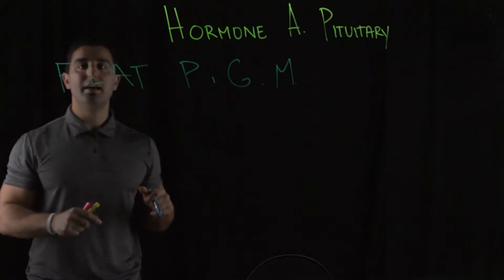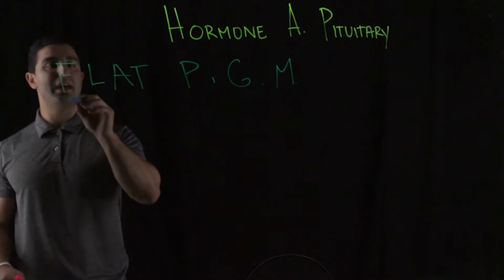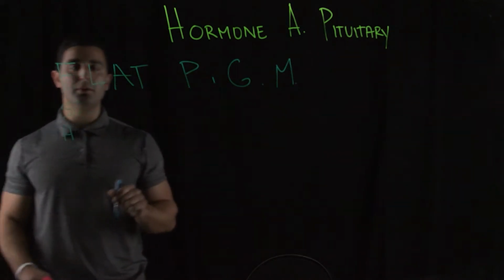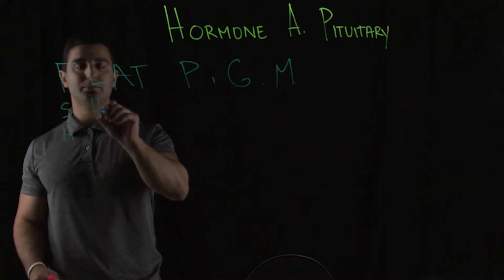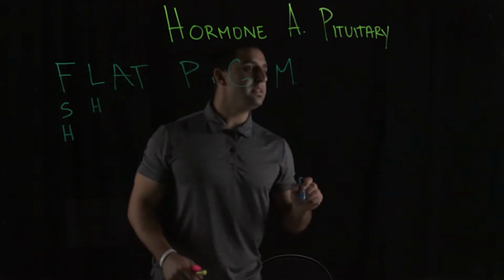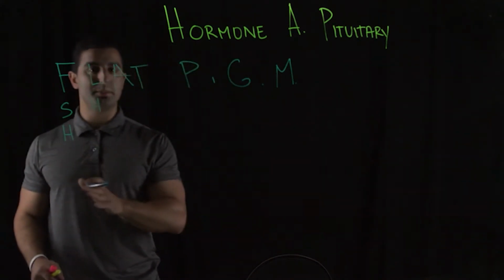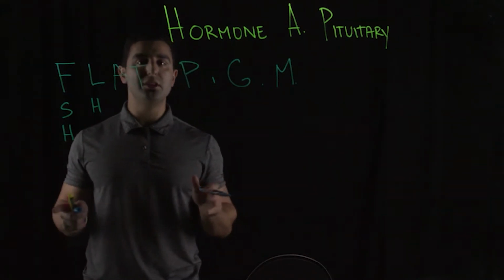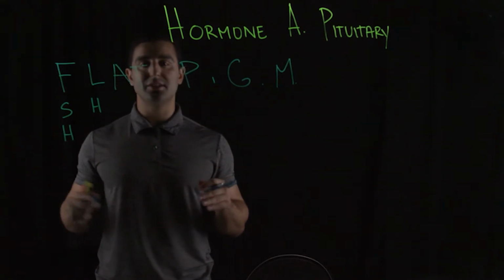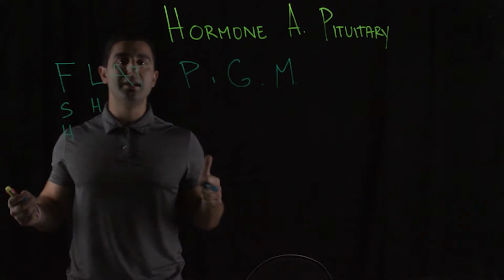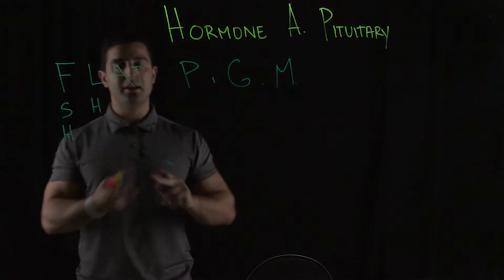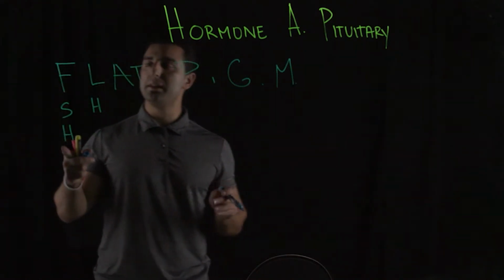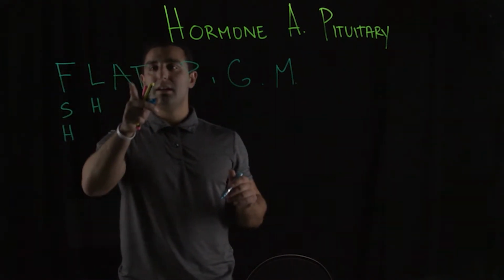Let's start off with FSH and LH. The F and the L stand for follicle stimulating hormone and luteinizing hormone. These two hormones are responsible for gamete formation and secondary sex characteristics, so for the production of steroid hormones, specifically testosterone, estrogen, progesterone, etc. Okay? So you have follicle stimulating hormone and luteinizing hormone.